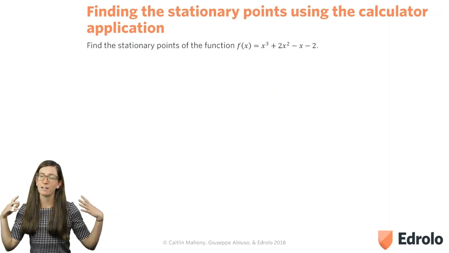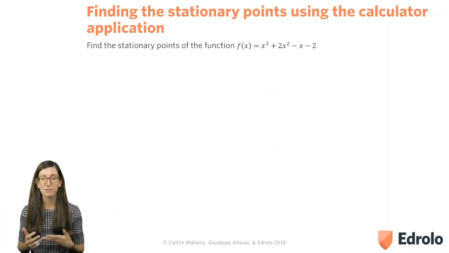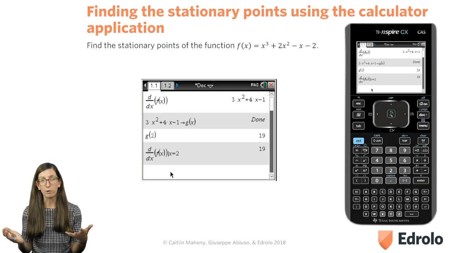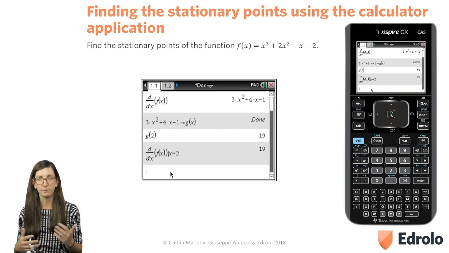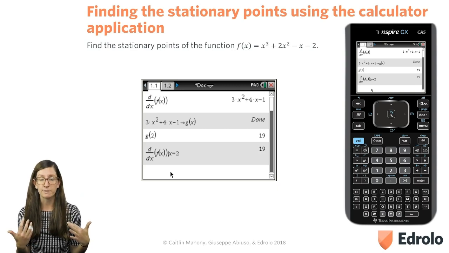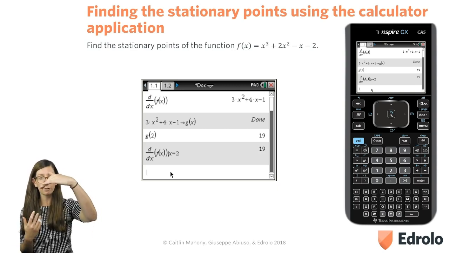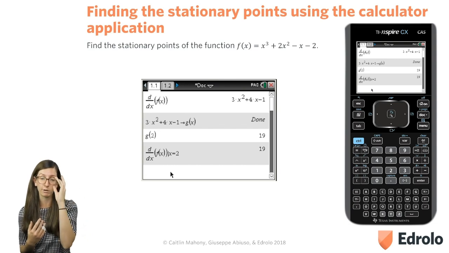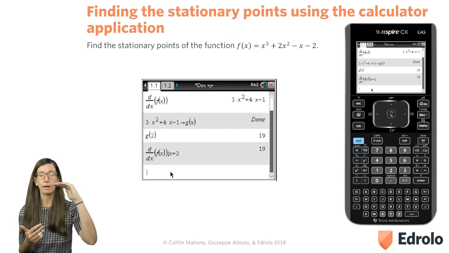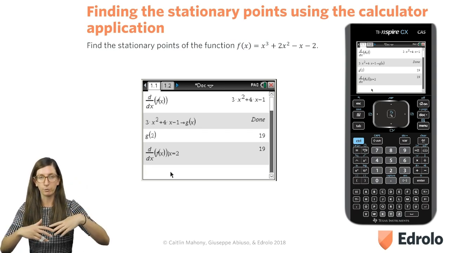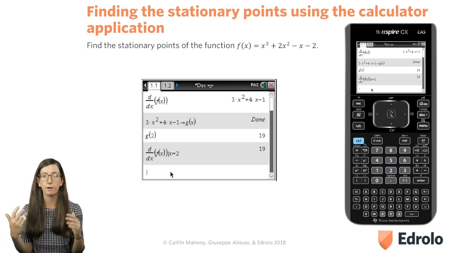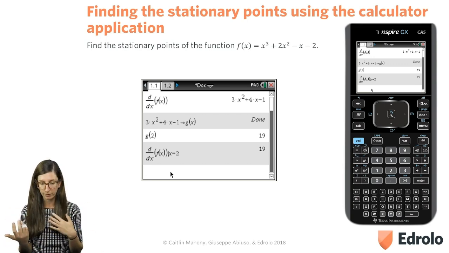Okay, now we want to find the stationary points. We'll start in our calculator screen. So remember what a stationary point means. A stationary point is when the graph is turning around. What that means is that for that one tiny little part, that infinitely small part of the graph where it's turning, the gradient actually goes through 0. And that is what you need to be thinking about when we're going calculus stationary points. So we're finding where the derivative equals 0.